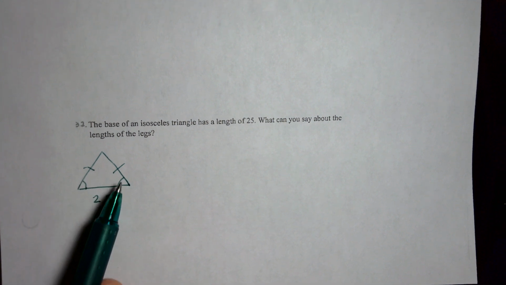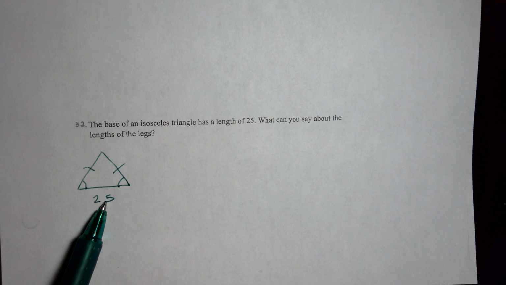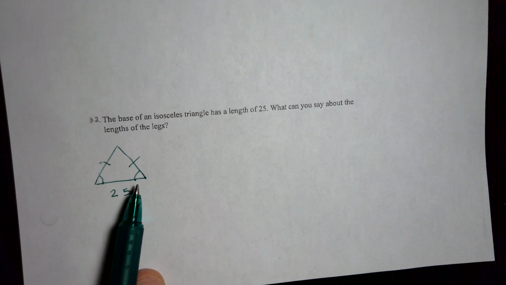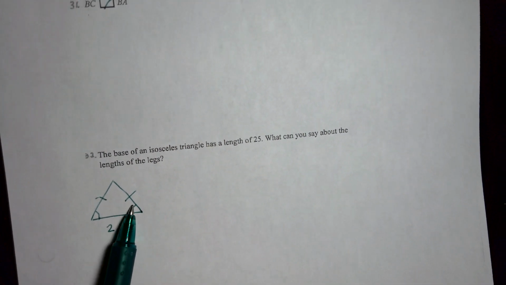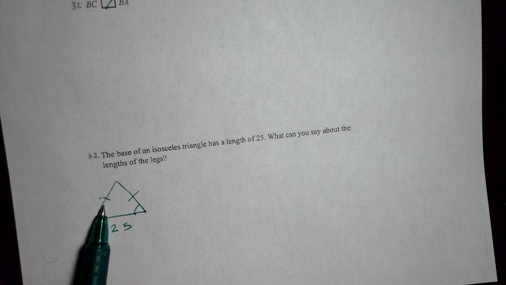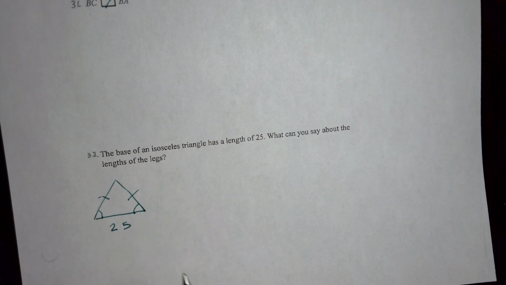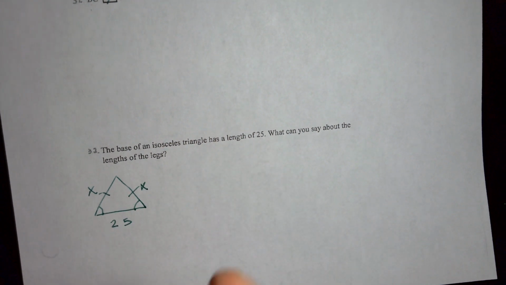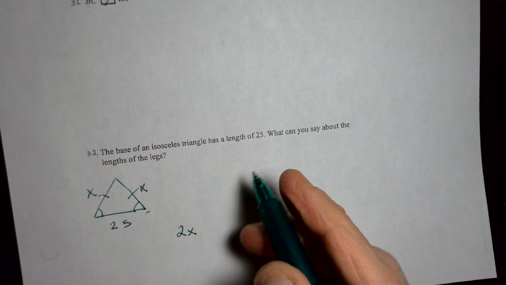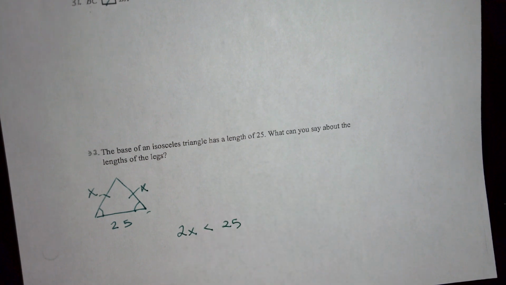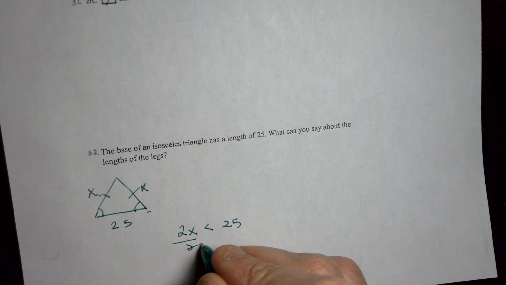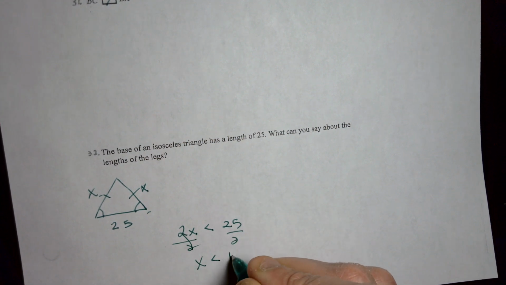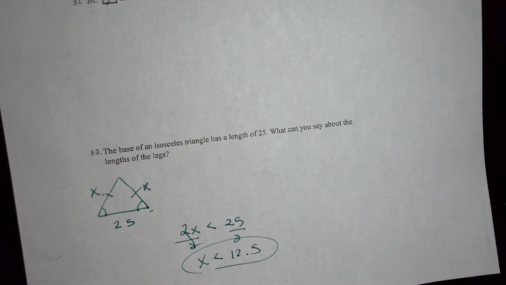These have to be the same. And we've got this, it's 25. So if you spread this side way out, could each of these be 12.5? No, because these have to be the same, right? So we've got 2x, and it's got to be less than that third side. You have learned that any two sides of a triangle have to be greater than the third. So when you divide them, x has to be less than 12.5.